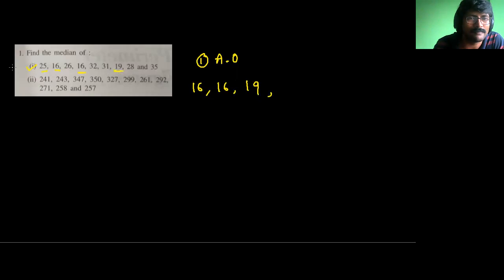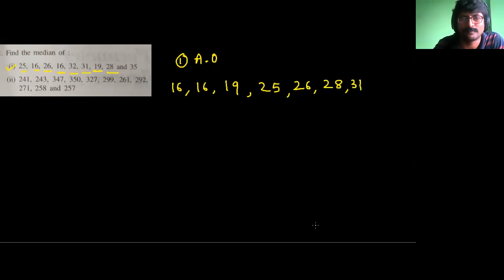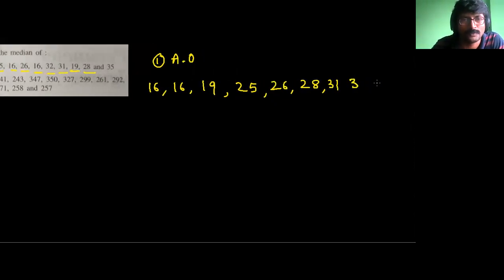After 19, comes 25. I finished writing 4 and I have underlined 4 numbers, isn't it? Then there comes 26. Then there comes 28. Then there comes 31, 32, 34. Now we've arranged the data in ascending order.